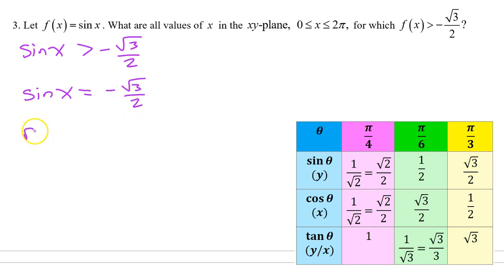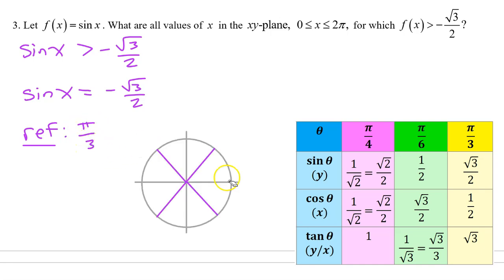We will find the reference angle by ignoring the negative sign and asking the sine of what angle is radical 3 over 2. We have memorized that the sine of pi over 3 is radical 3 over 2, so pi over 3 is the reference angle. On the interval from 0 to 2 pi, here are the 4 angles with a reference angle of pi over 3. Since we want sine x to equal negative radical 3 over 2, we will stick to the third and fourth quadrant where the y value, and thus the sine function, is negative.